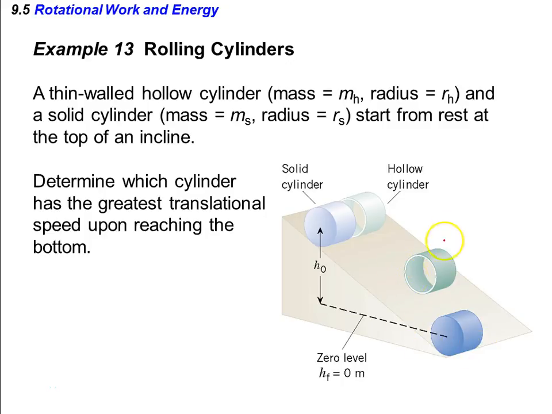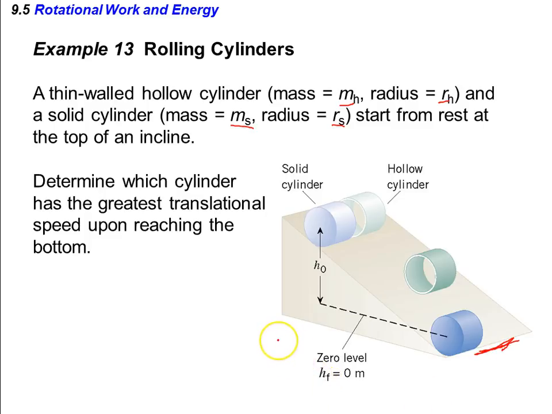So let's take a look at an example where we have a thin hollow cylinder of mass m_h and a radius r_h, and a solid cylinder of mass m_s and a radius r_s. And they start from rest at the top of an incline. We want to determine which cylinder has the greatest translational speed upon reaching the bottom. So which one's moving the quickest at the bottom?